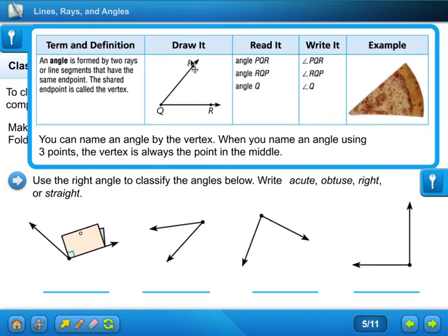So for this one, this is an angle, and it is called angle PQR, or you can do it the other way. You can say RQP, or you can just say angle Q, like that. You can write it PQR, angle RQP, or angle Q. So this little sign right here means angle. So you can name it 3 different ways. So that is an angle.